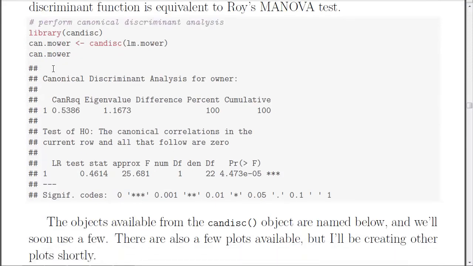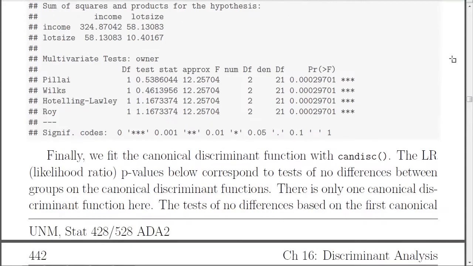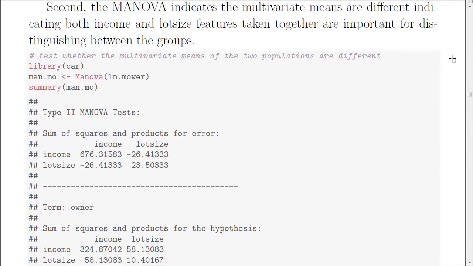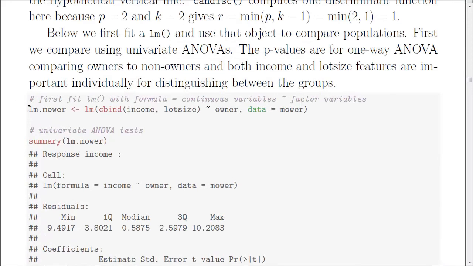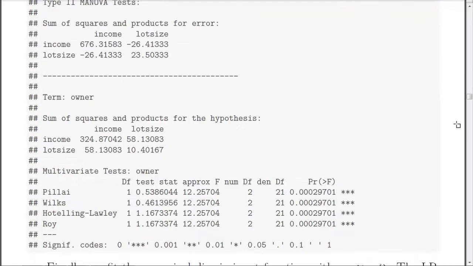And now we are going to use the candisc package, so the canonical discrimination package, and we're going to run that on the linear model object that we created above. Let's go find that object. lm.mower. So this was where we fit the linear model, and we column-bound both response variables on the left. I'm going to page back down.